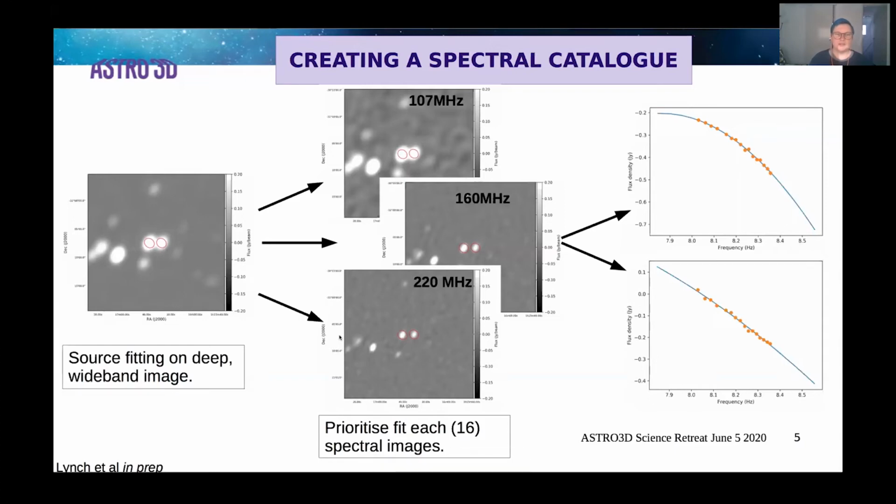So in this prioritized fit, the source positions and source sizes are held constant while the flux is allowed to vary. And so this allows you to measure the integrated flux density for each of the Gaussians that are in your source models. And then take those flux densities measured in each of the spectral images and create spectral energy distributions, which are shown here.